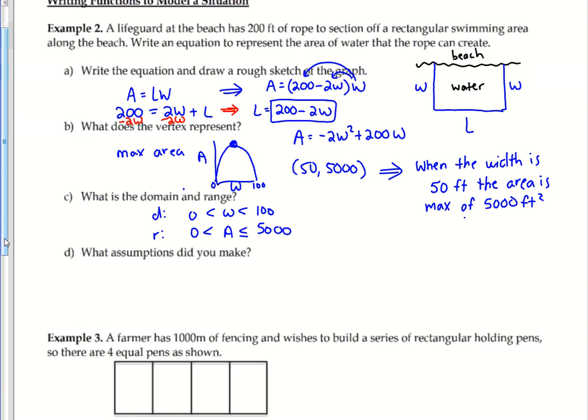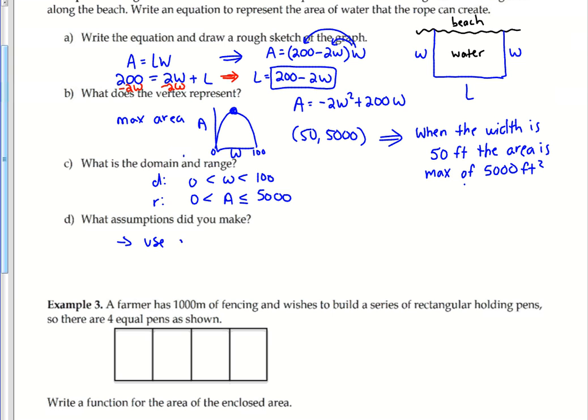So assumptions we're making is that we're using all the rope, and that all widths between 0 and 100 are available. And what I mean by that, in a real life context, maybe there's a rock in the way or something, right, inhibiting you from using a certain dimension. So we're assuming that we can use anything between 0 and 100 for our width and between 0 and 100 for our length.